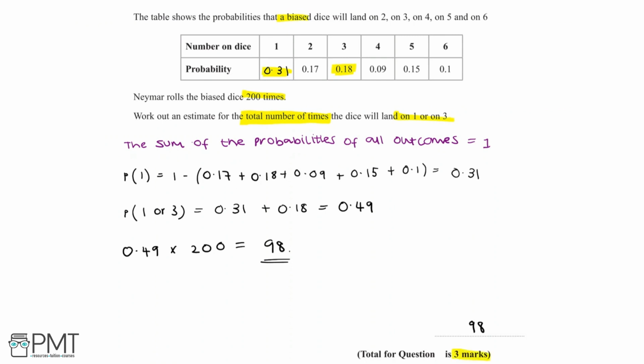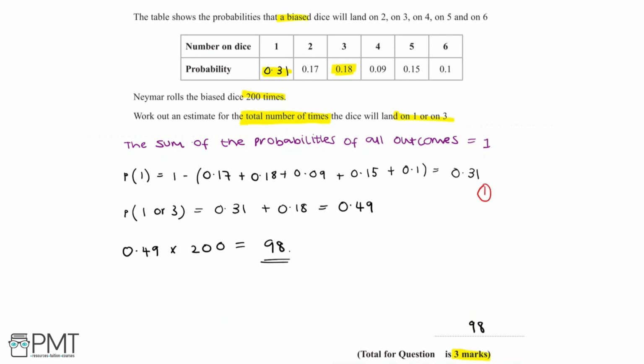This question is worth 3 marks, so let's take a look at where these marks are allocated. The first mark is for finding the probability that the dice will land on 1, by using the fact that the sum of the probabilities of all of the outcomes will be equal to 1, and so we found that the probability that the dice will land on 1 is 0.31.